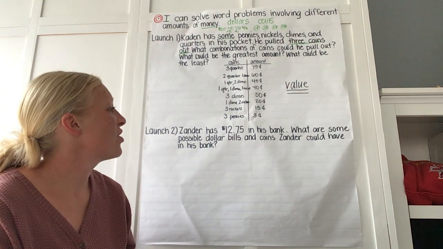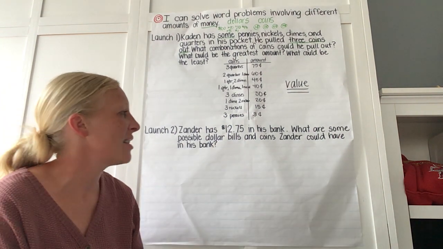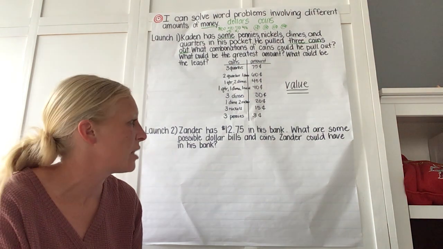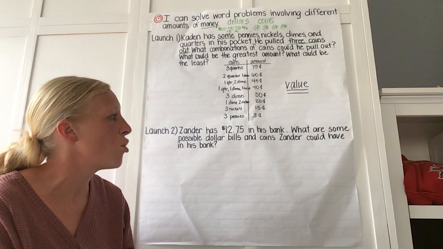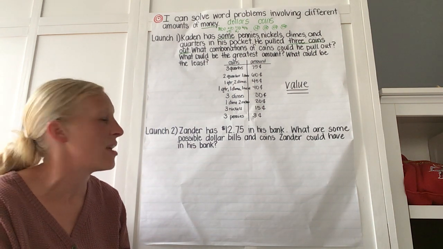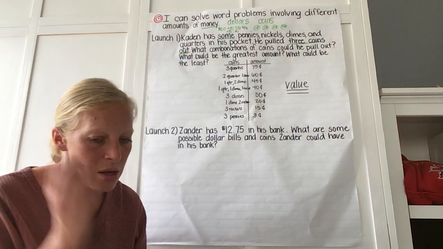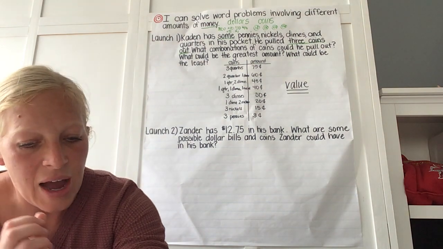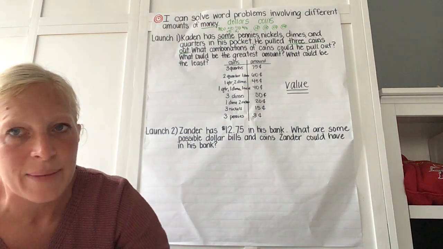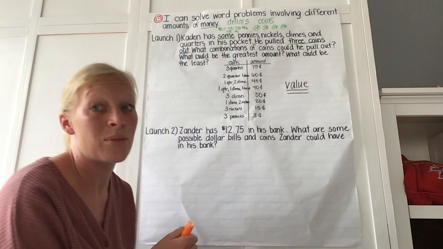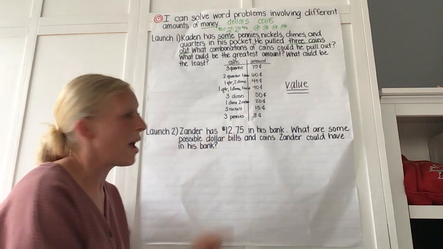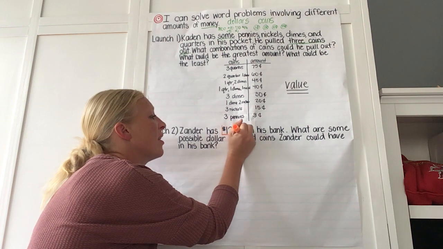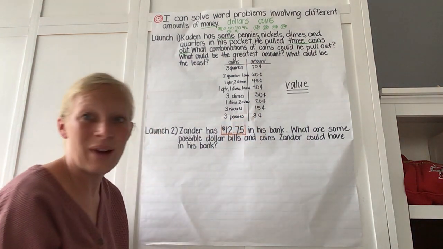Xander has $12.75 in his bank. What are some possible dollar bills and coins that Xander could have in his bank? So before we go on, I know that we talked a lot about when we were learning about coins and dollars the first time, that this is one way to look at an amount of money, right?